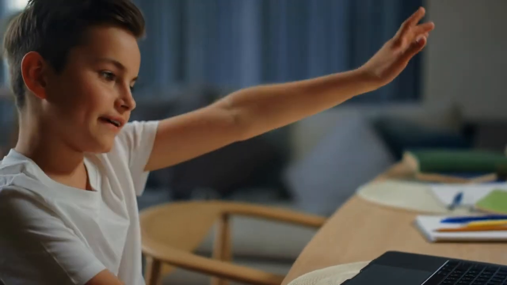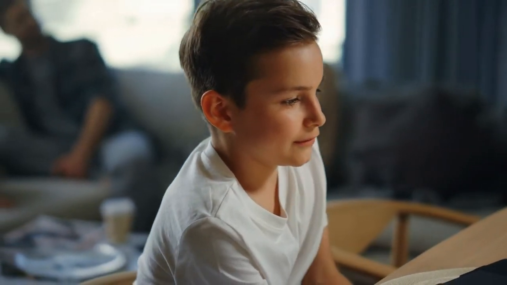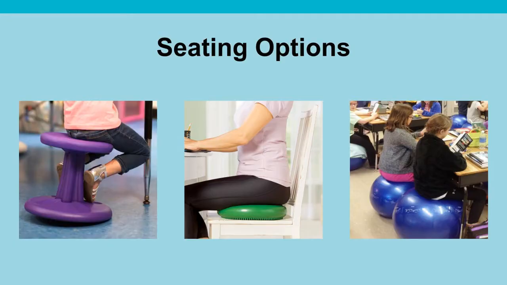Whatever the reason, many students feel the need to move while working, but traditional furniture prevents this movement. Seating options like wobble cushions, wobble stools, and exercise ball chairs can provide opportunities for less distracting movement while also strengthening the core muscles. Some students even prefer to stand while working.